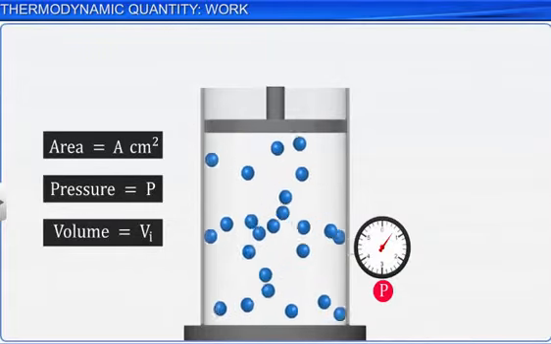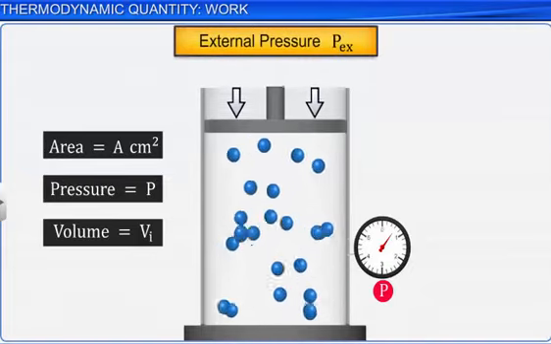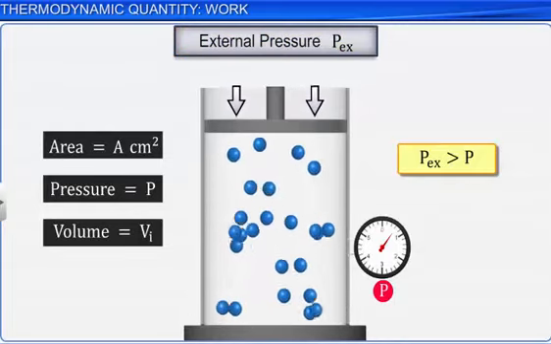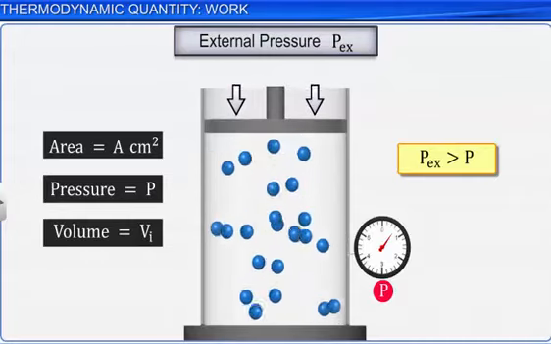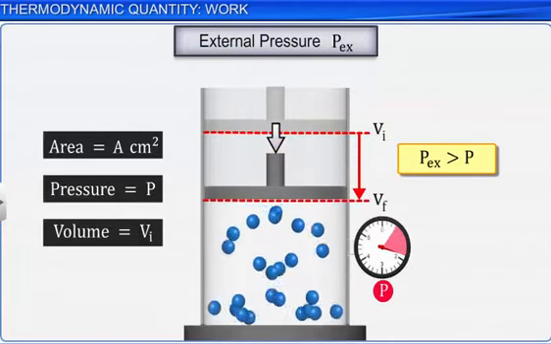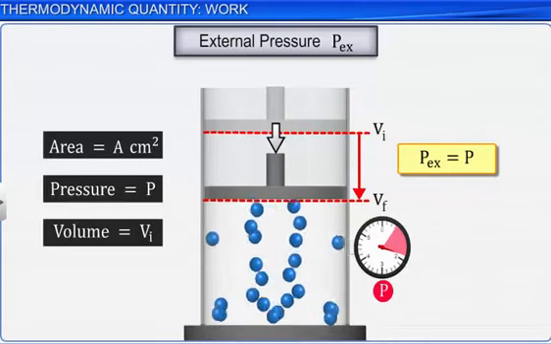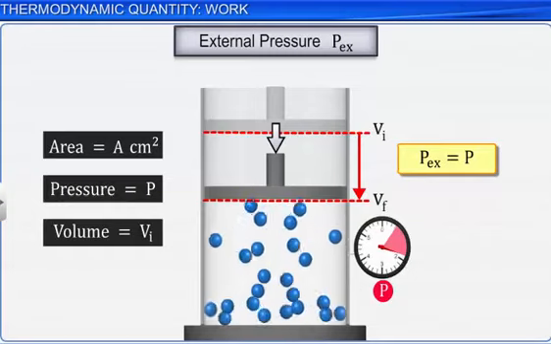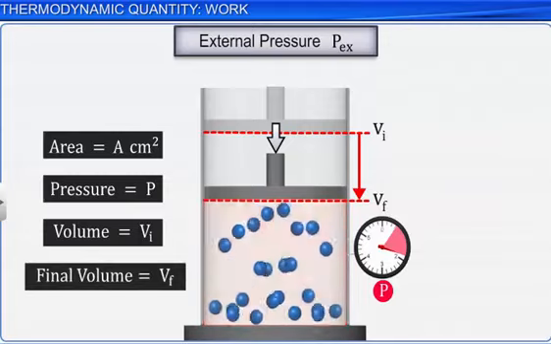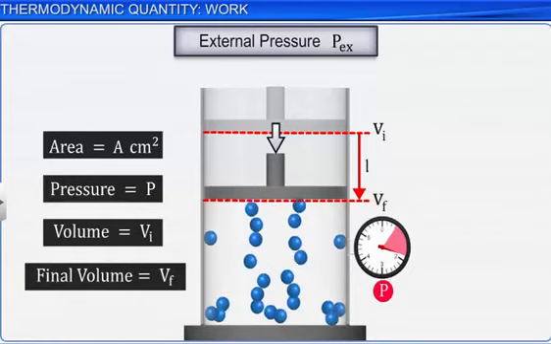Now, let's apply external pressure Pex on the piston. If the external pressure Pex is greater than the internal pressure P, then the piston moves inwards until the pressure P inside the cylinder becomes equal to the external pressure Pex. Let this change be achieved in a single step. At this stage, the final volume of the system is represented by Vf, and the distance that the piston is moved is represented by L.